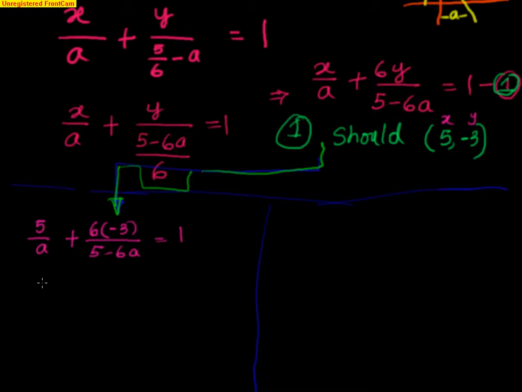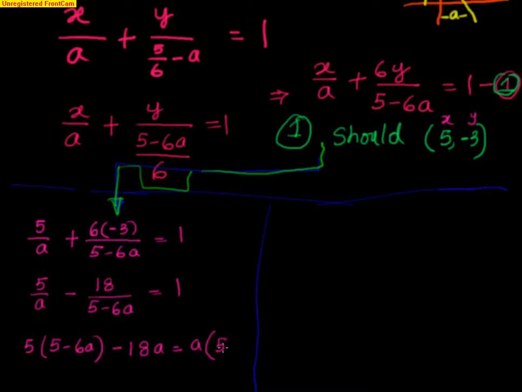Now try to simplify this, right? So this becomes 5 by a minus 6 into 3 is 18, I have just taken this negative sign outside, 5 minus 6a is equal to 1. Or can I take the LCM of this and say 5 into 5 minus 6a minus 18 into a is equal to a into 5 minus 6a? Perfectly fine with you, right?